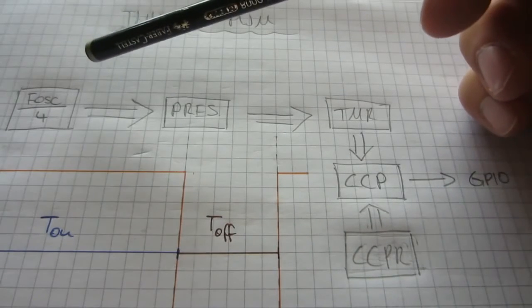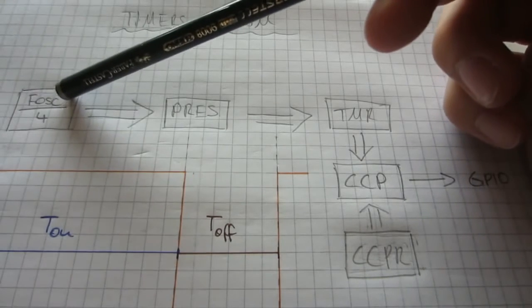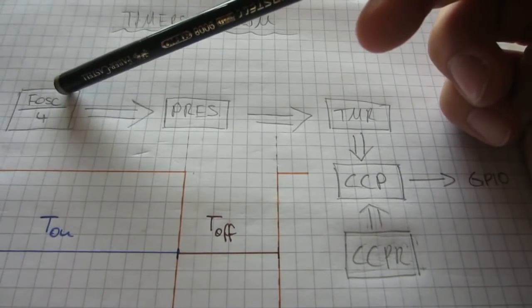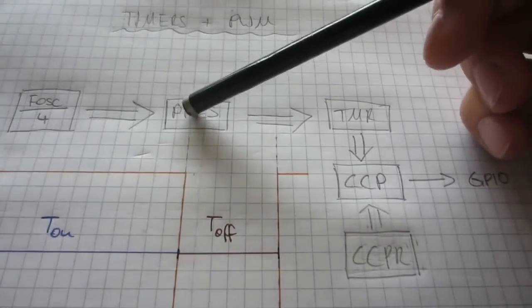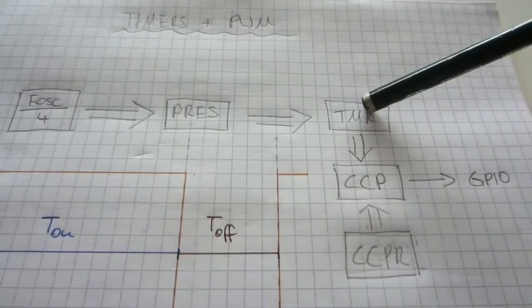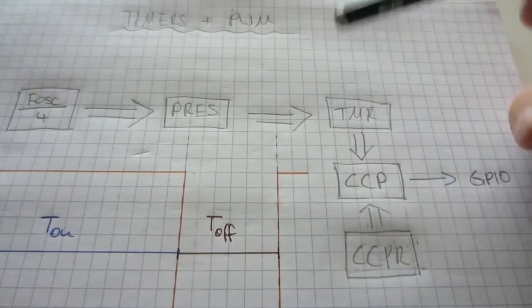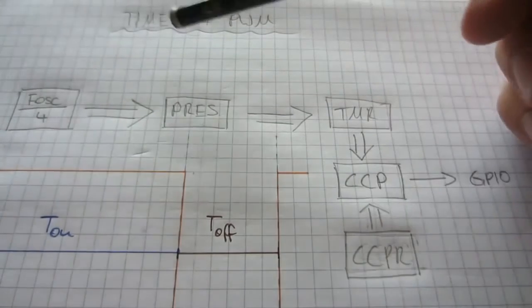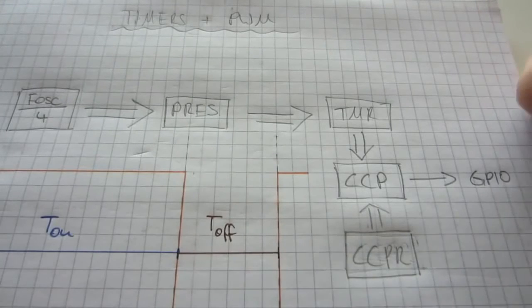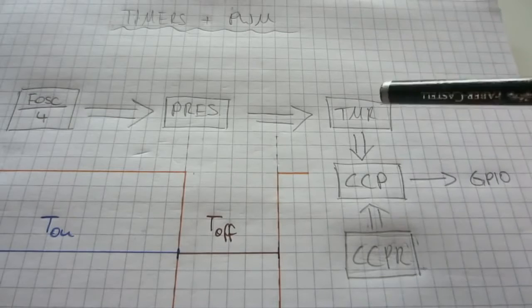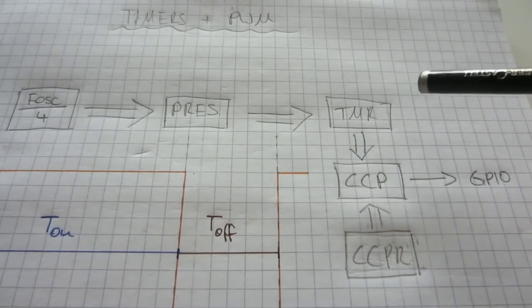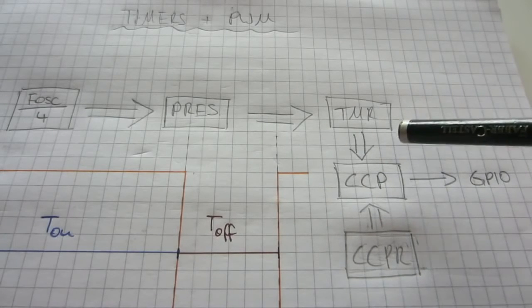So what we have here is we've still got our oscillator block. We've got the internal instruction clock, which is the oscillator clock divided by 4, that drives the prescaler, which then drives the timer. So the timer register gets increased every clock cycle depending on the prescaler, as we have talked about previously.